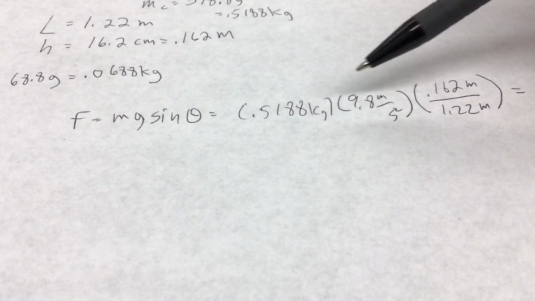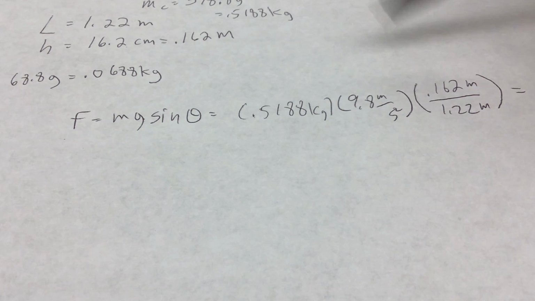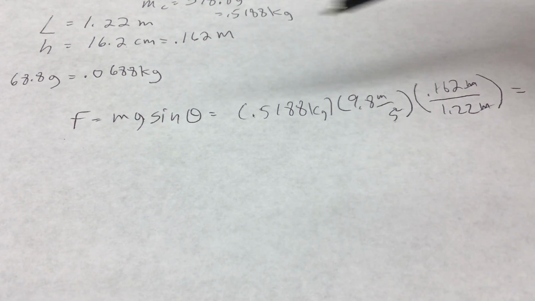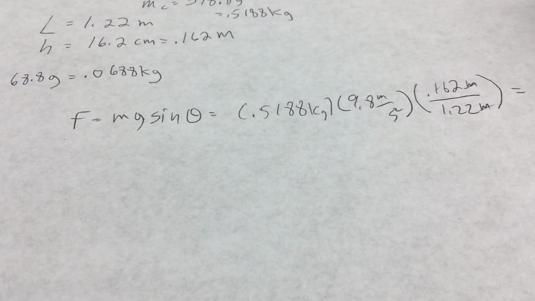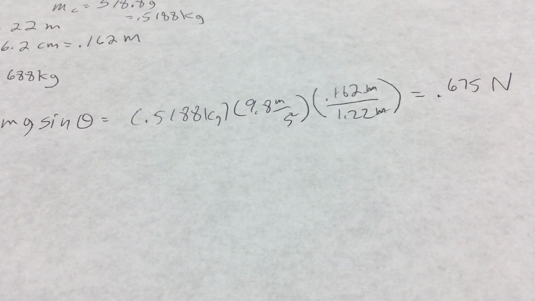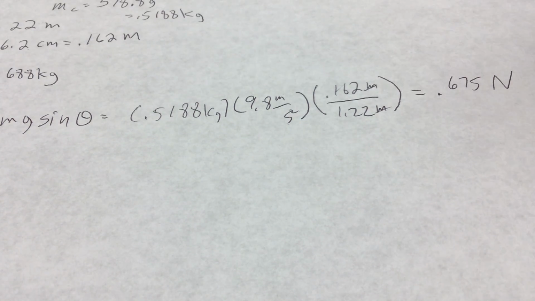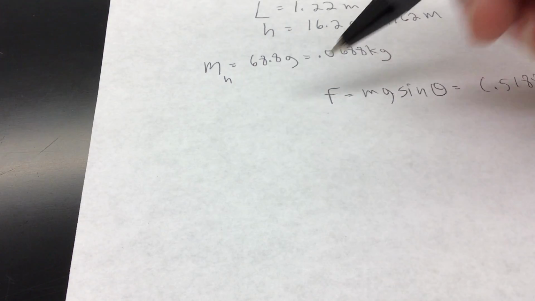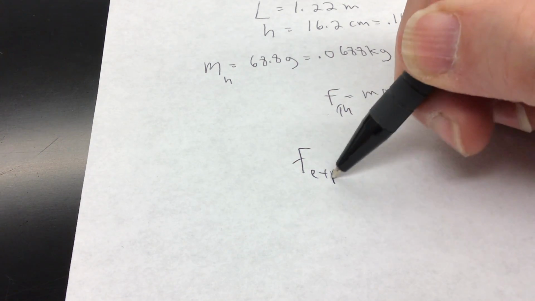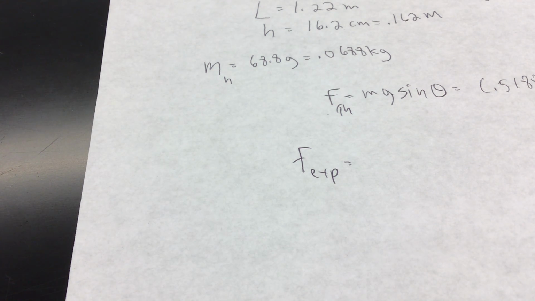0.675. And what are the units? Well, it's a kilogram. These cancel out. Kilogram times meter per second squared. It's F equals MA. It's a unit of force. So it's a Newton. So it's 0.675 newtons. Now, that's the theoretical.